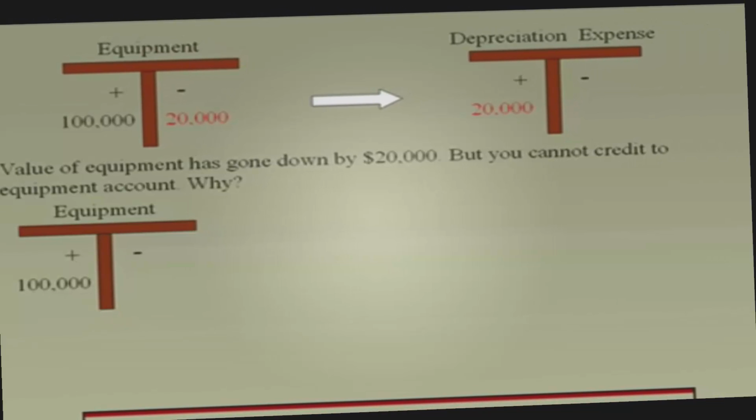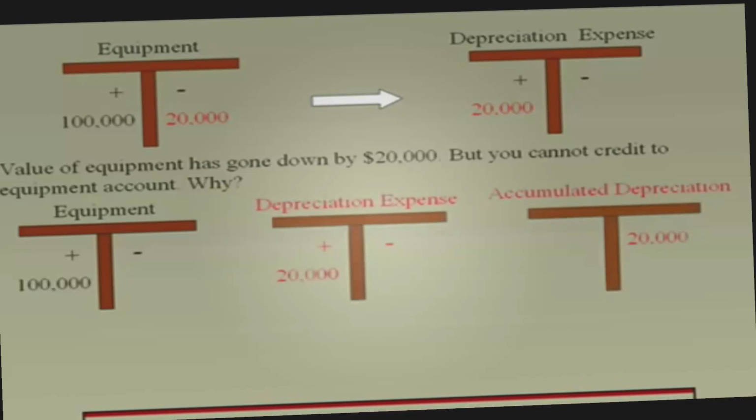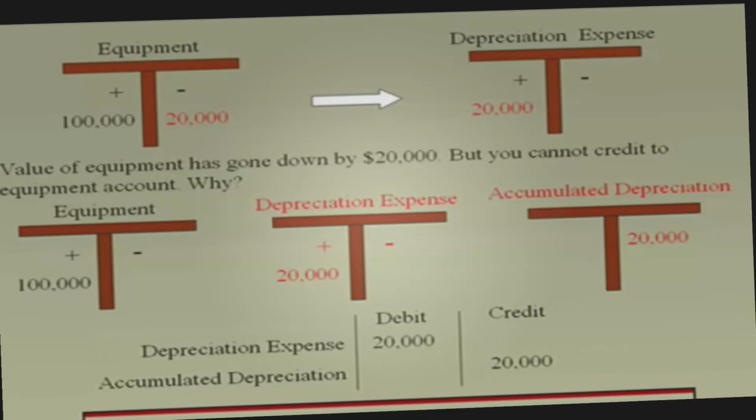and it's called accumulated depreciation. Accumulated depreciation is an example of a contra account. It means it's not an asset, it's not a liability, it's not revenue, it's not expense, it's nothing. You didn't know where to stick the 20,000 right entry, so you stuck it in there. So the double entry is debit depreciation expense 20,000, credit accumulated depreciation 20,000.